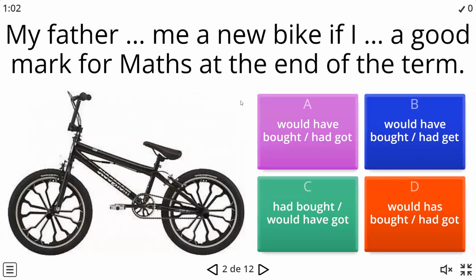Now, Delia, let's try with number 2. My father who has bought... letter, I don't know, D. Maybe.